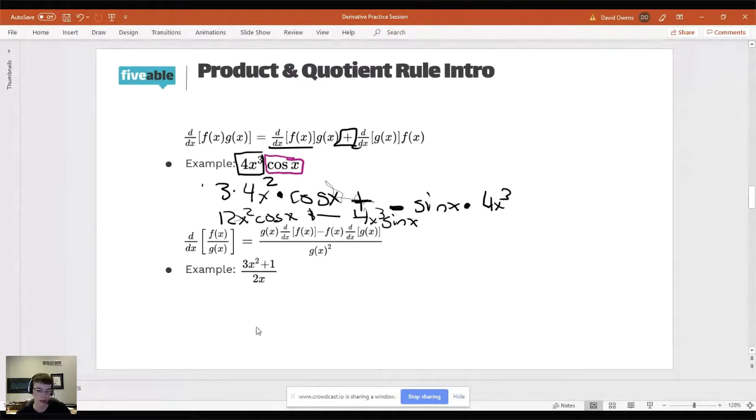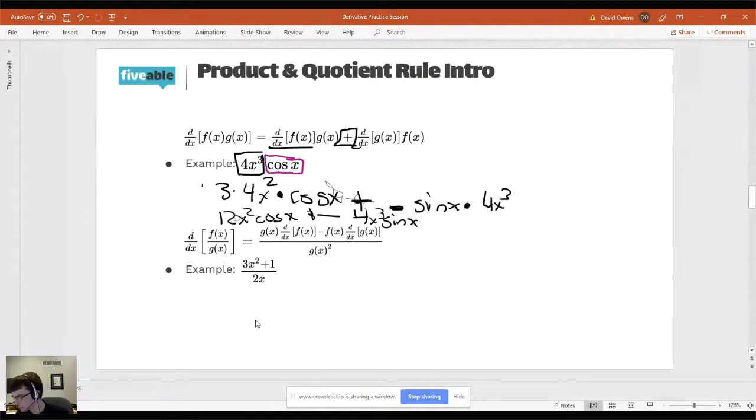So the quotient rule looks like this. We've got the derivative of the function f over g. That will be equal to the bottom times the derivative of the top minus the top times the derivative of the bottom, over the bottom function squared. All right, that's a little bit more confusing, and you've actually got to remember it's g times the derivative of f minus f times the derivative of g, over g of x squared, because subtraction is, of course, not commutative, as you also probably learned in elementary school.